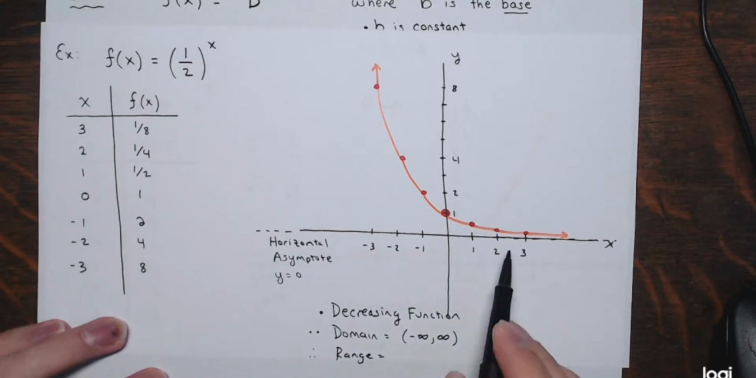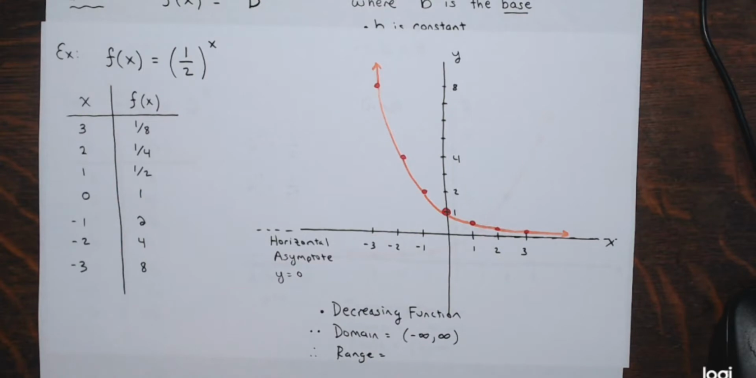Right, the range is only positive numbers again. Notice all the y values of these points are positive. There's no y value of 0. There are no negative y values. So the range is from 0 to infinity, but not including 0.